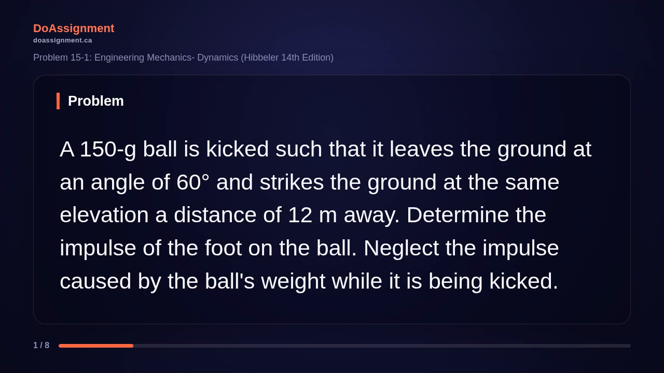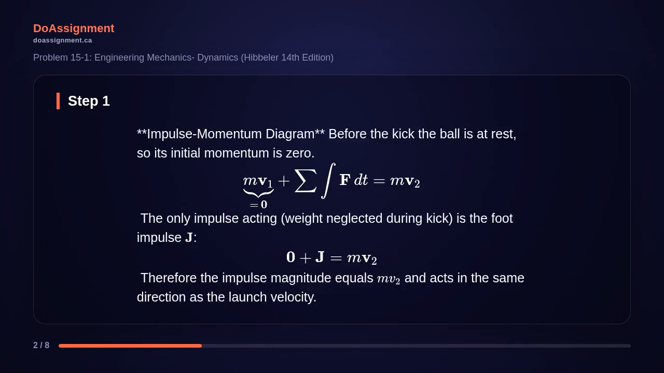Now, let us work through the solution step by step. We start by drawing the impulse momentum diagram. Before the kick, the ball is at rest, so its initial momentum is 0. The only impulse is from the foot, since we neglect the weight impulse during the very short kick.